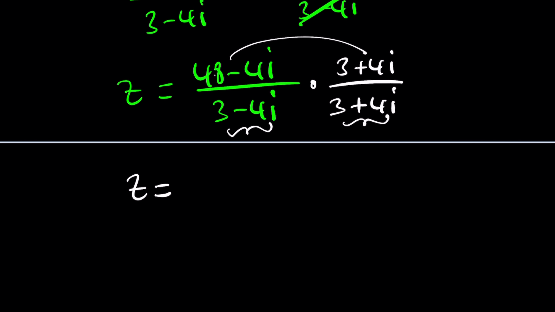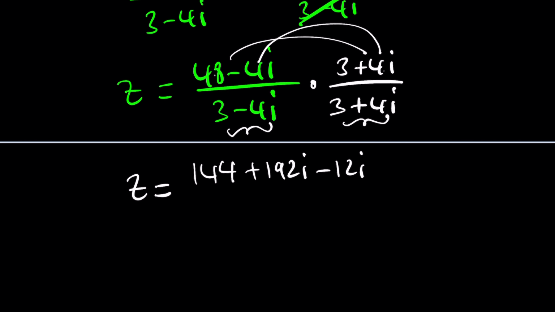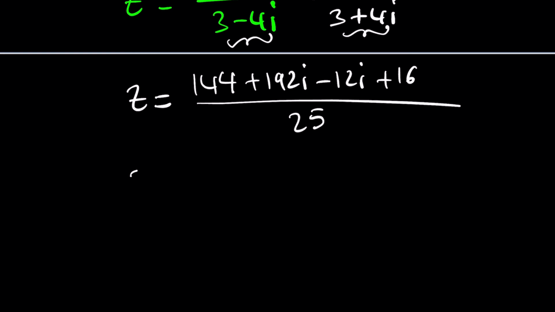48 times 3, do you know that? It's 144. You should memorize it, 12 squared. And then 48 times 4 is going to be 192i. And then we're going to get minus 12i. Finally, we get minus 16i squared, which turns into a positive 16. Beautiful. And then these two guys will give us 9 plus 16, which is 25. Great. Let's go ahead and simplify this even more.